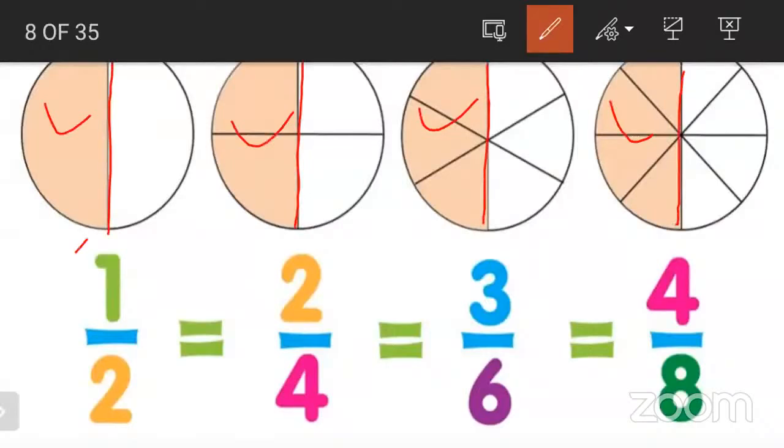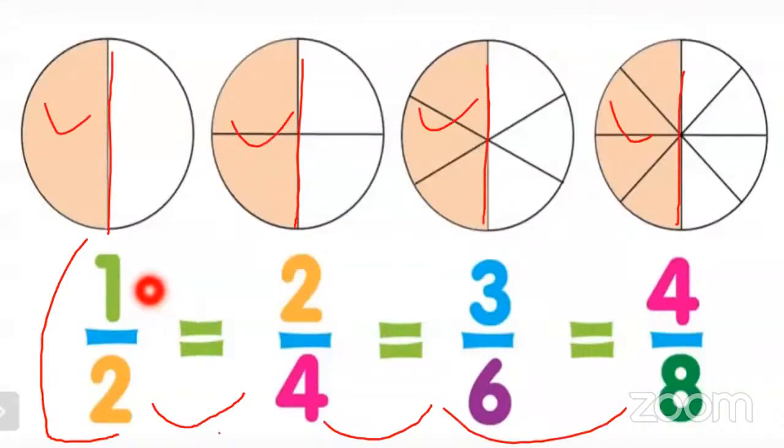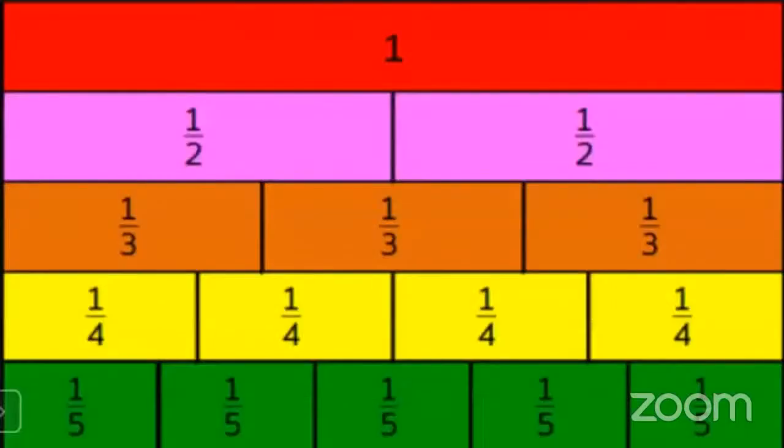So how do we represent it? 1 upon 2, 2 upon 4, 3 upon 6, and 4 upon 8. What sign is given here? Equal. So 1 upon 2 is equal to 2 upon 4 is equal to 3 upon 6 is equal to 4 upon 8. So the value of the fractions is the same. That is why it is called equivalent fraction. Okay, now look here.